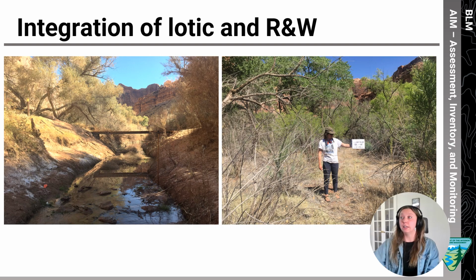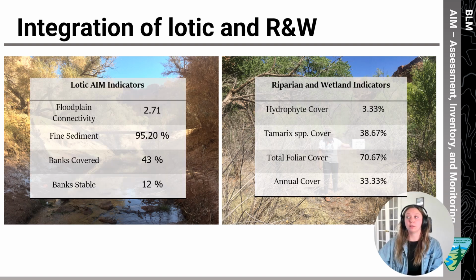So on the left is a photo of the channel and near bank area from a sampled Lotic AIM reach, and on the right is a paired riparian and wetland AIM plot sampled on the floodplain. When we combine the data from both, we have a greater understanding of conditions that neither one could show alone. The stream is relatively incised, which can be seen both in the floodplain connectivity data, but also in the low hydrophytic species cover, indicating infrequent inundation and saturation. We can also look at the higher percent annual cover, which could indicate lower stability of the stream banks as seen in the Lotic AIM data.